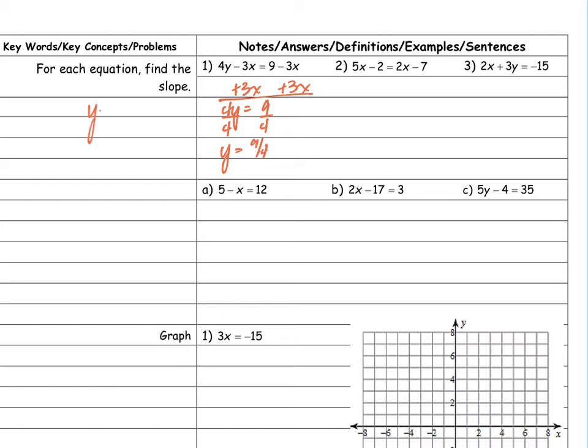So I still have a y, right? But I don't have any x. So I have a y but no x. And it wants to know what my slope is. So if I have a y but I don't have an x, my slope is 0.